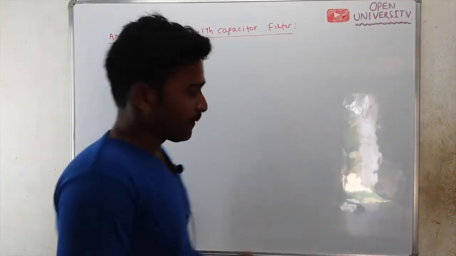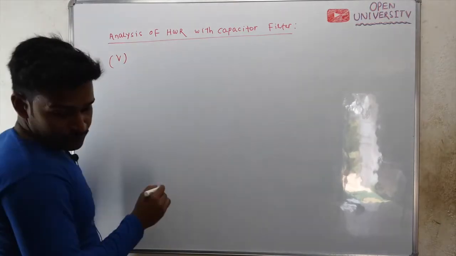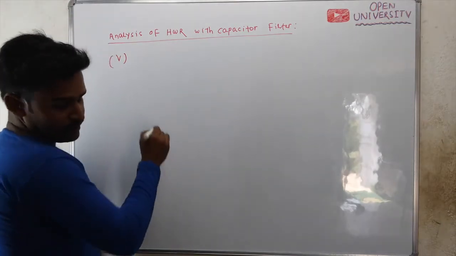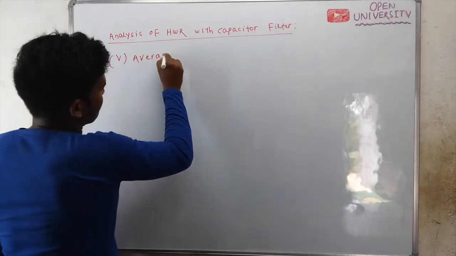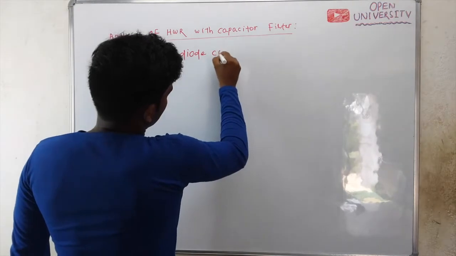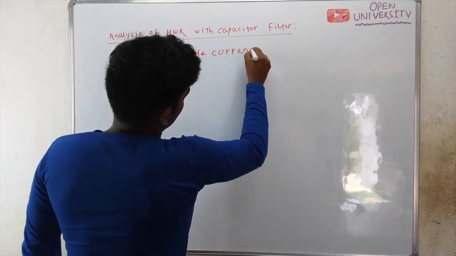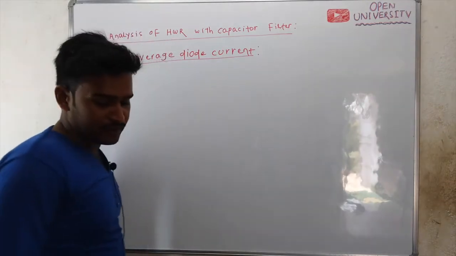Take the heading. The 5th point is your average diode current.